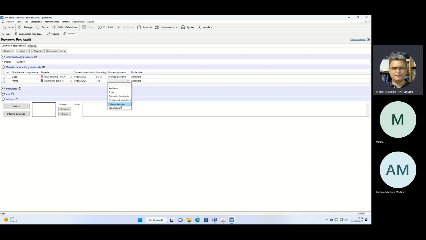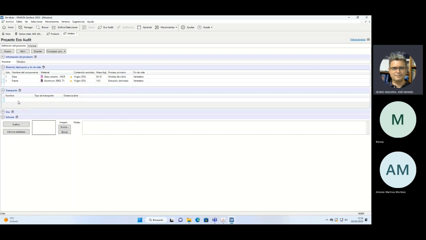What do you think that we have to use? Perfilado, extrusion, because you get the profile with an extruder. Also, we choose landfill so far. Okay, we have the materials, we have the mass, we have how to manufacture and what is going to happen with the end of life. We could take into account also the transport, not today, not at all.